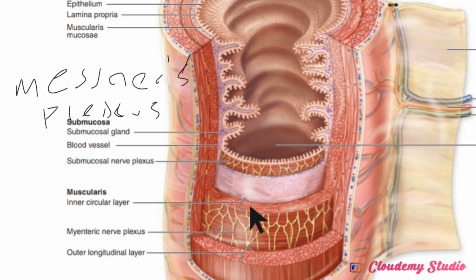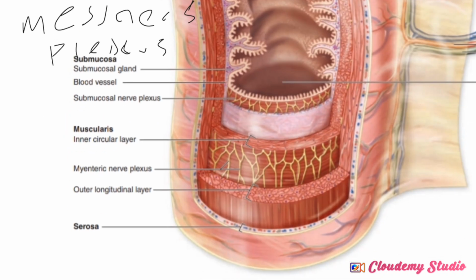This muscularis externa is also made up of smooth muscles. These smooth muscles are of two layers: the inner circular and the outer longitudinal muscles. Look at it. We have this one here, we have one here, and we have another one here. So we have the inner circular and the outer longitudinal smooth muscles.